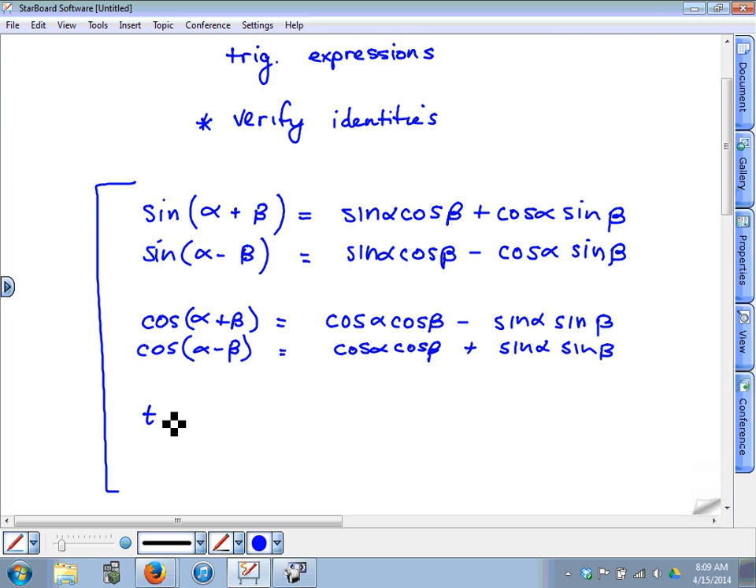Now for tangents. These also have a pattern that you want to try to recognize. The sum of two angles, if you're taking the tangent of the sum of two angles, it's tangent alpha plus tangent of beta divided by 1 minus tangent of alpha tangent of beta.